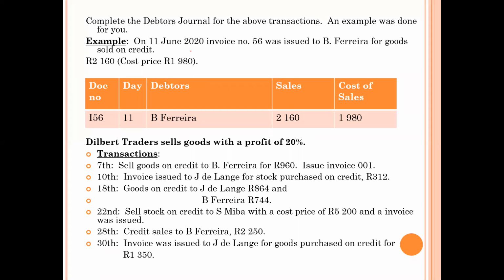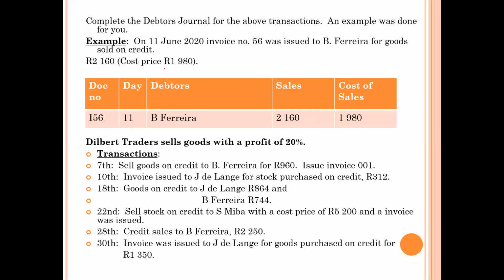At the top, it says complete the Debtors Journal for the above transactions. An example was done for you, and the example transaction says on the 11th of June, invoice number 56 was issued to B. Ferreira for goods sold on credit.